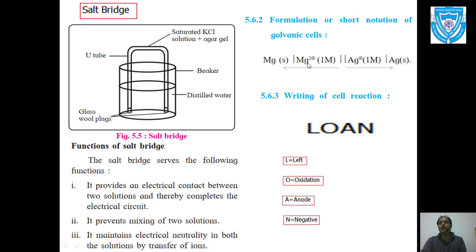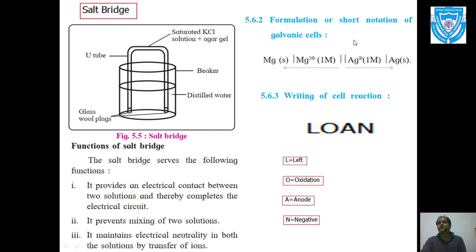Okay. And the next one, this is the ionic solution, but it has a 1 molar concentration. That means the ionic solution is represented by its ionic concentration also. In some cases we use different concentrations. In this particular case, we used 1 molar concentration. So we have to mention its concentration also.